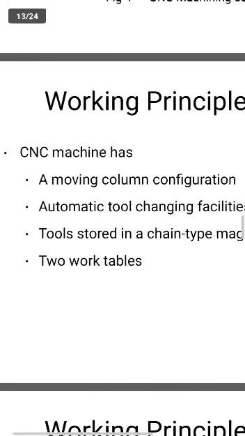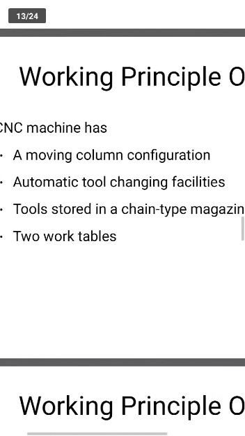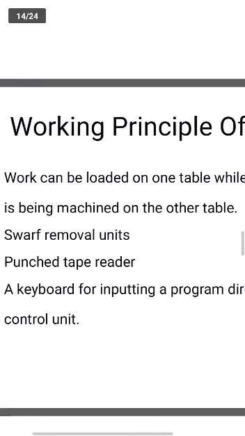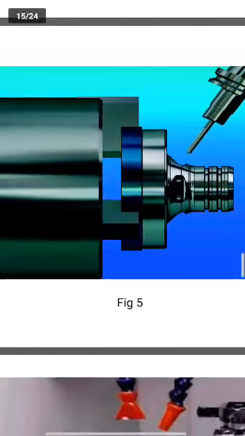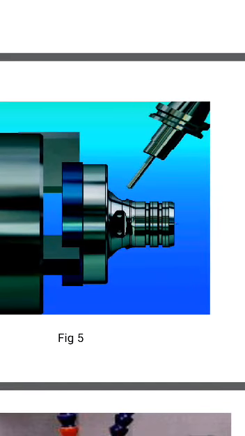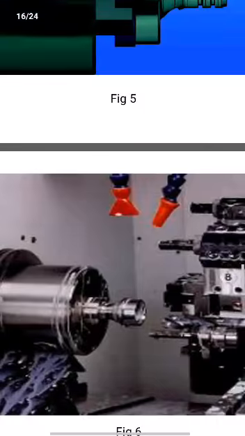This is the working principle of CNC that we have studied so far. The tool is stored in the chain type magazine next to the work table. Punch tapes, all these are there. This is one more type, the spindle and tool, how to change it, the spindle speed, all those things.